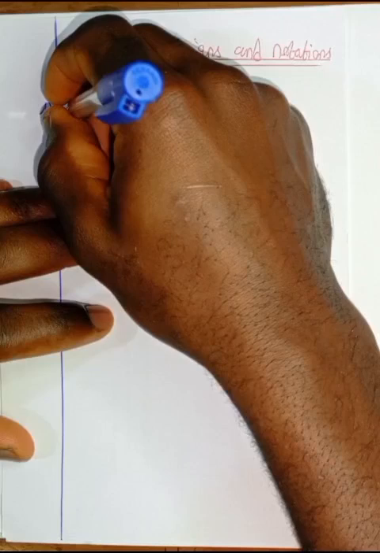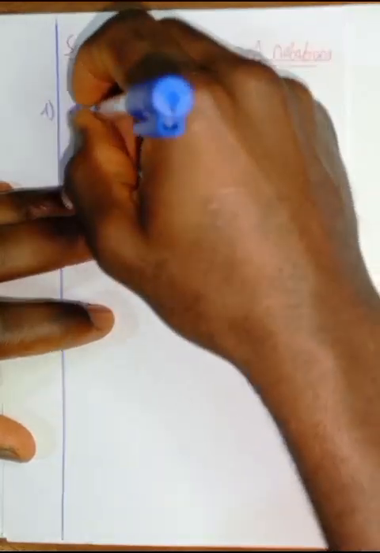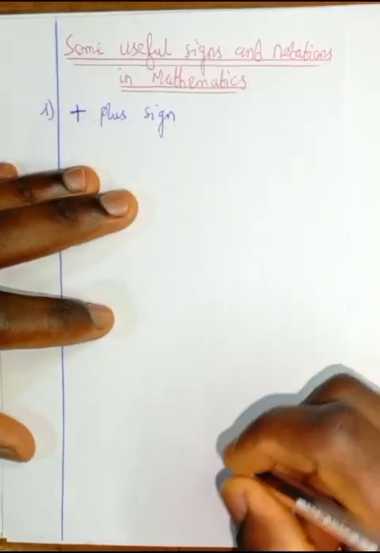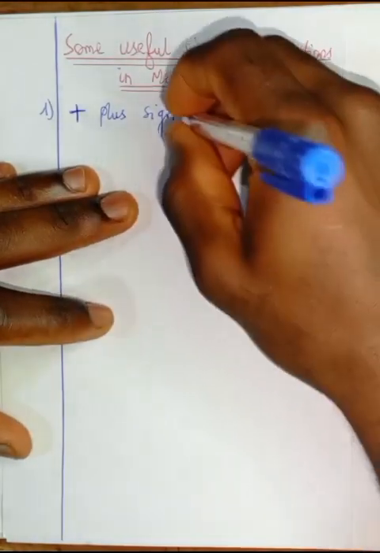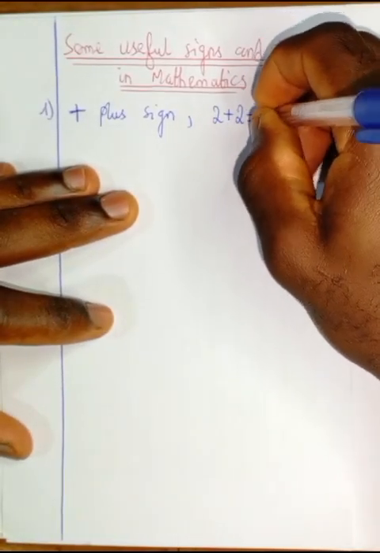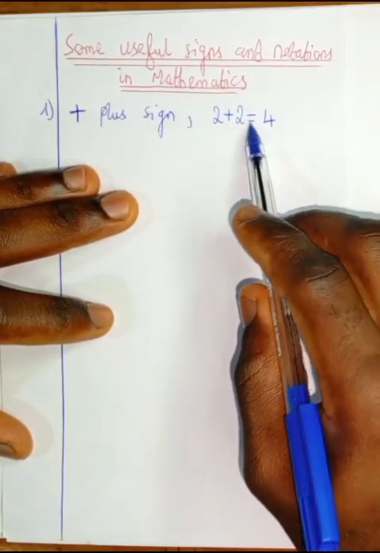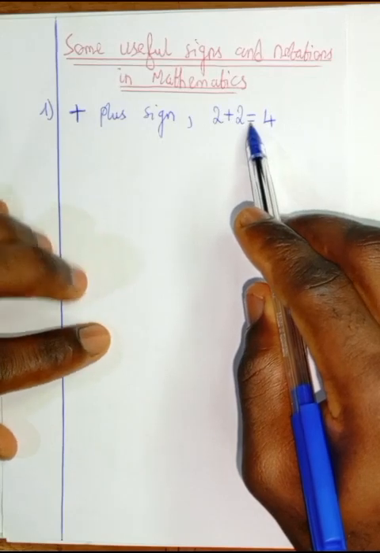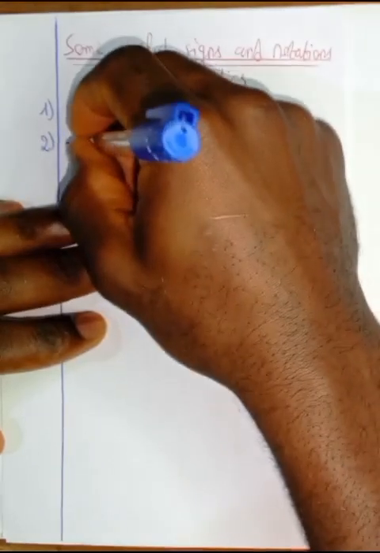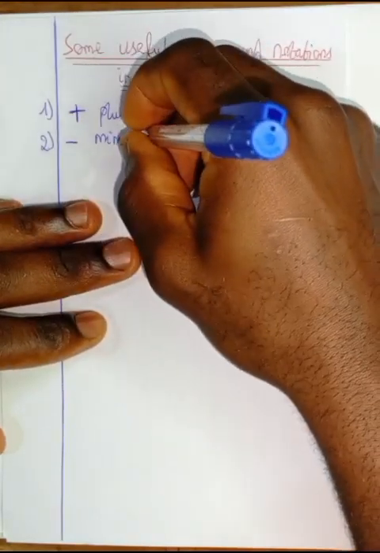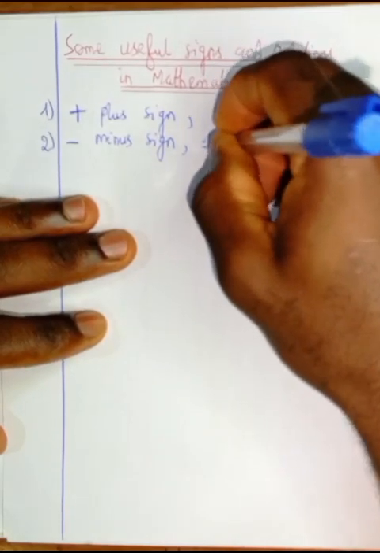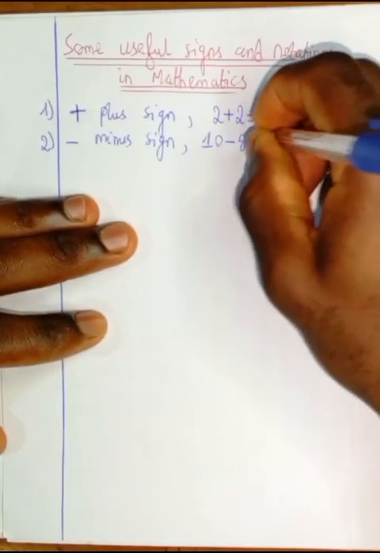we have the plus sign, or the addition sign. For example, if we take 2 plus 2, it gives us 4. You can see we are making use of another sign here, which is known as the equal to sign. We go to 2, we have the minus sign, or the subtraction sign. For example, if we take 10 minus 8 is equal to 2.